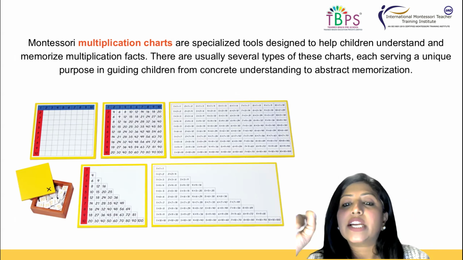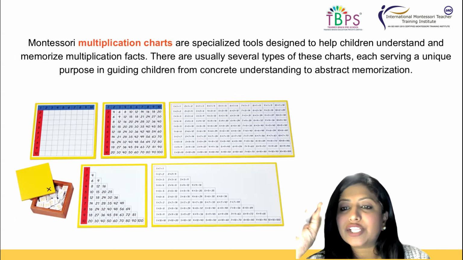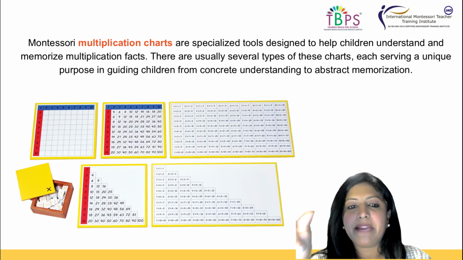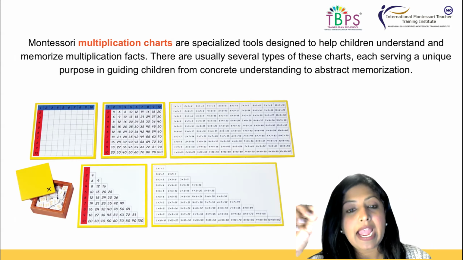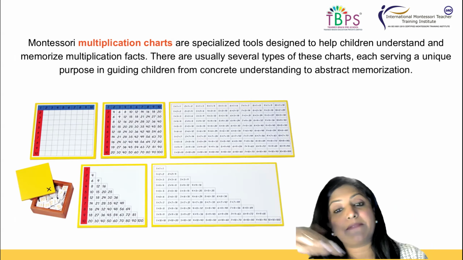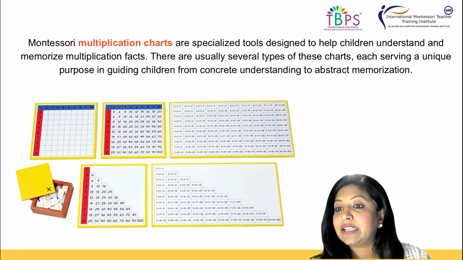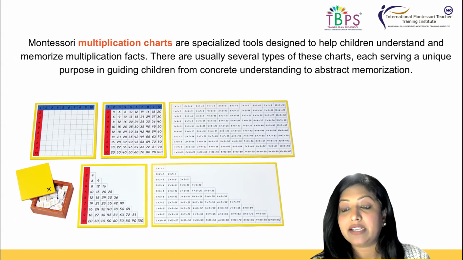See, children will start with tangible tools. What are tangible tools? Anything that we use for counting, like beads, like bead boards. They're tangible. And they progress to a more abstract form, like a blank chart. They don't use any beads. Now they know it by heart. They know it by mind. So that is how children will move to an abstract form.